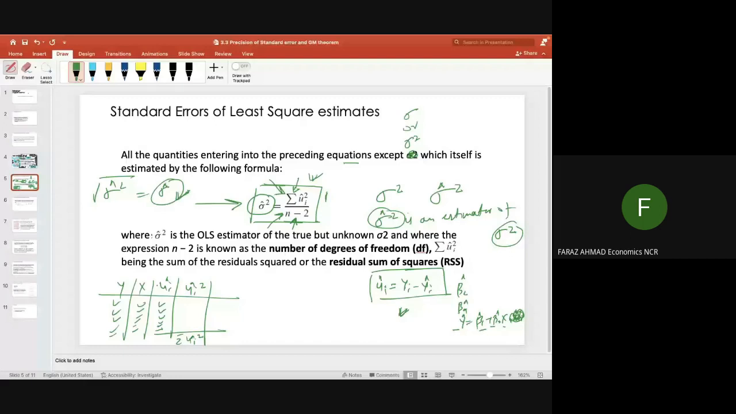So to get sigma, you can get residuals first. Once you have your residuals, square them, add them. You got the sum of squared residuals. Put it in the numerator, divided by n minus 2, and you got your sigma hat squared. Sigma hat squared is an estimator of sigma squared. Sigma squared is a population parameter, while sigma hat squared is a sample statistic, right? So we just replace sigma squared by sigma hat squared in this formula.